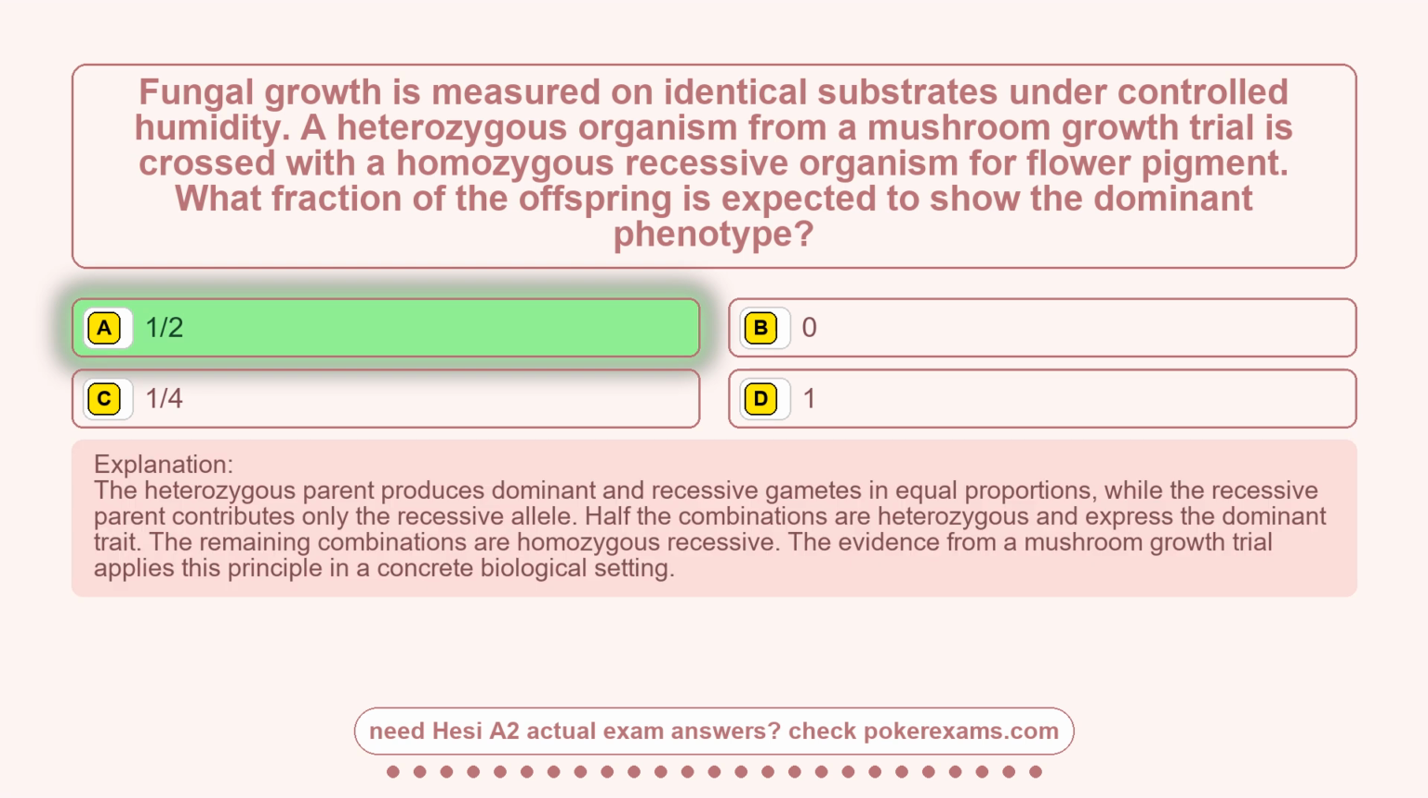The heterozygous parent produces dominant and recessive gametes in equal proportions, while the recessive parent contributes only the recessive allele. Half the combinations are heterozygous and express the dominant trait. The remaining combinations are homozygous recessive. The evidence from a mushroom growth trial applies this principle in a concrete biological setting.